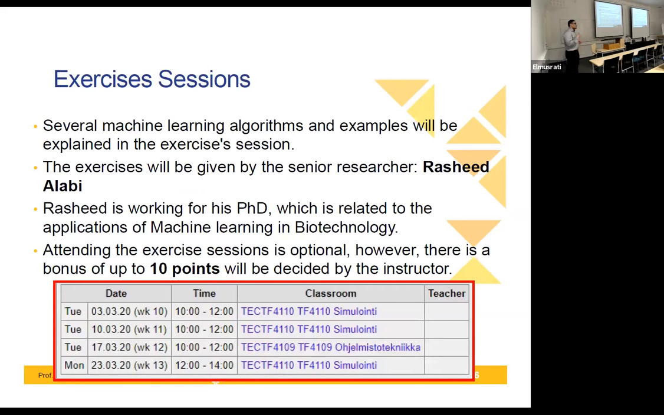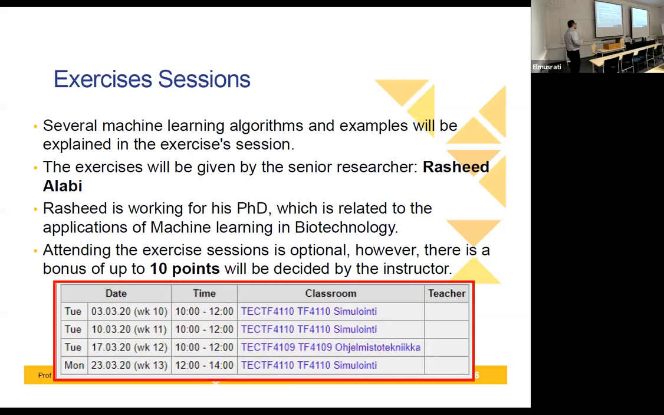Exercise session: the exercises have been developed based on feedback, as this is the third time we give this course. Based on earlier feedback, some students complained that they want to apply those algorithms, and we didn't have enough time during the course to show how to implement and write some code so that they can do some kinds of machine learning. For this reason, we decided this year to have an exercise session of 8 hours.